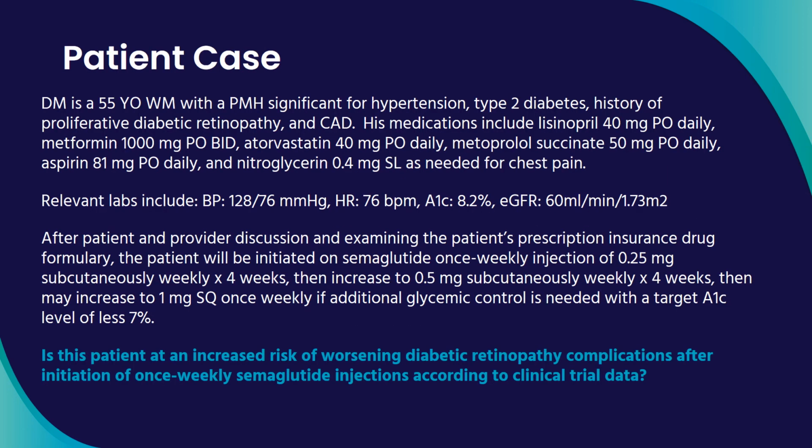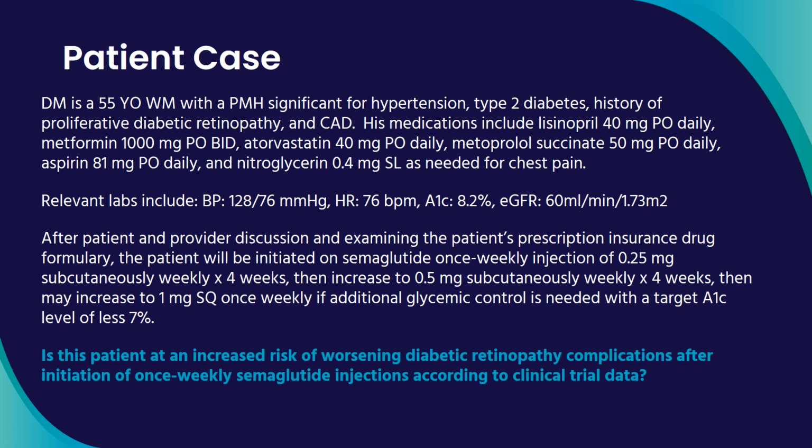This patient case is an example of a patient who meets inclusion criteria of the SUSTAIN-6 trial with age over 50, type 2 diabetes, and coronary artery disease. The patient also has a history of proliferative diabetic retinopathy and exclusion criteria of other SUSTAIN trials. This patient is not on insulin therapy, and those started on once-weekly semaglutide with baseline proliferative diabetic retinopathy who are not on insulin therapy did not show an increased incidence rate of worsening diabetic retinopathy complications compared to the placebo arm in a post-hoc analysis of the SUSTAIN-6 trial.